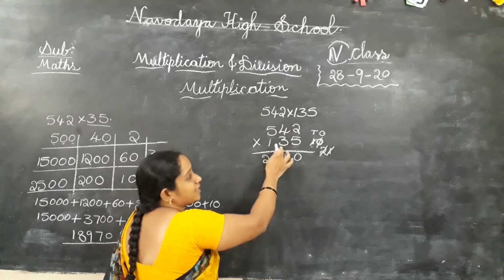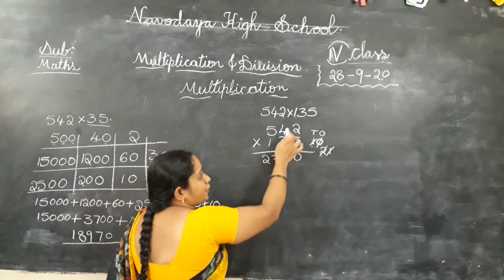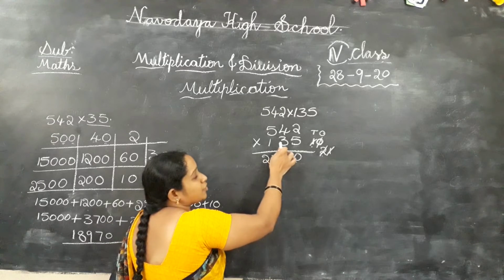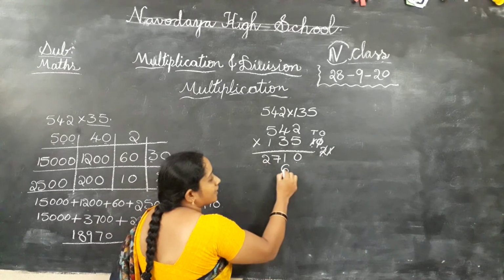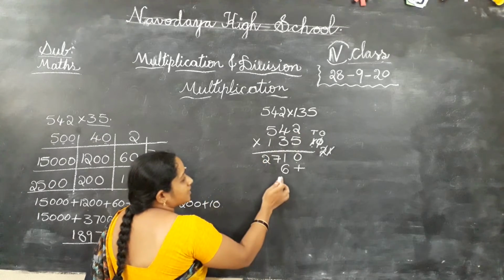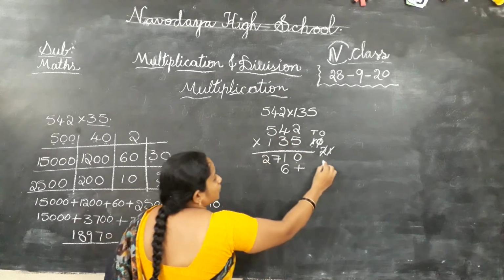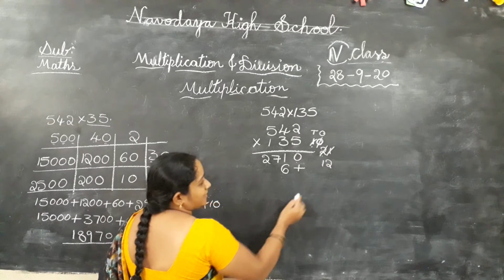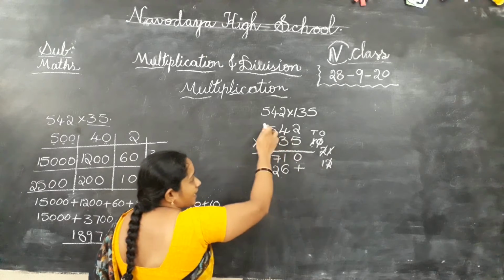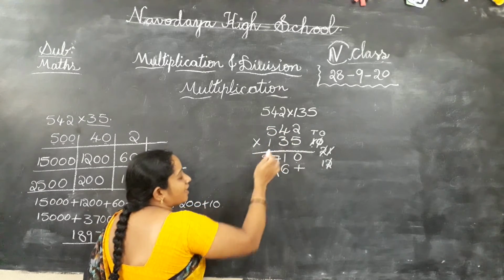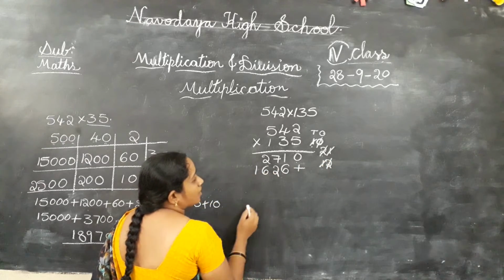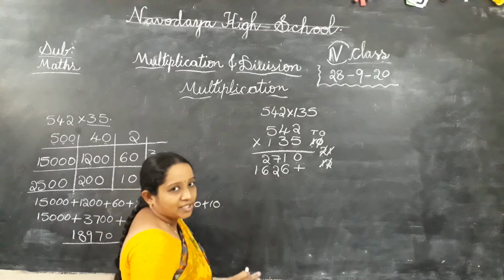Next, multiply with the tens place digit. 3 into 2. 3 2s are 6. So this is the tens place digit, so write the number under the tens place. Don't write under the ones place. 3 4s are 12. 12 is a 2-digit number, so write the ones place digit under the answer place and 1 is carried forward. 3 5s are 15. 15 plus 1 is 16. So tens place digit multiplication is completed.